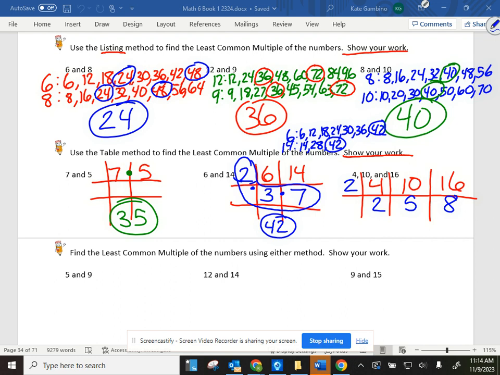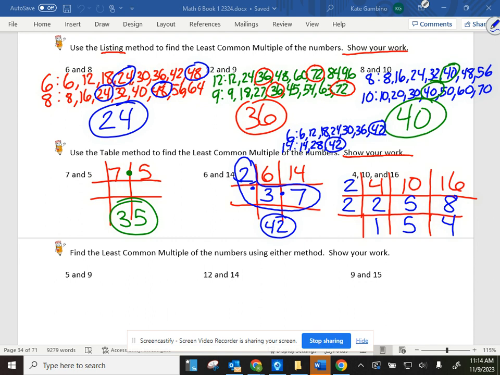Can I take any more primes out? Yeah. What can I take out? You can take out 2 from the 4. I can take a 2 out of the 2 and the 8. 2 divided by 2 is 1. Can't take a 5 out, so that 5 comes down. 8 divided by 2 is 4.